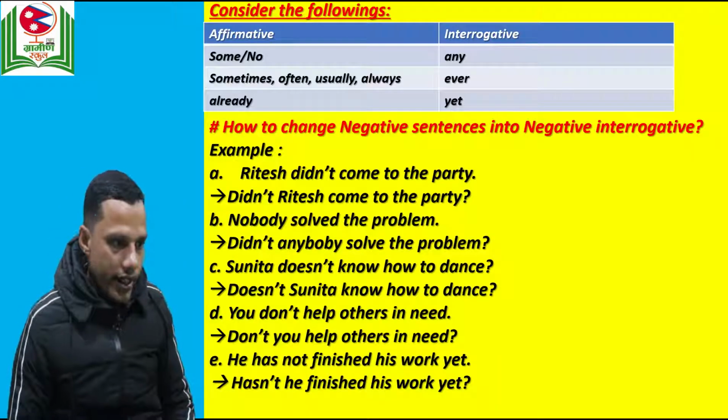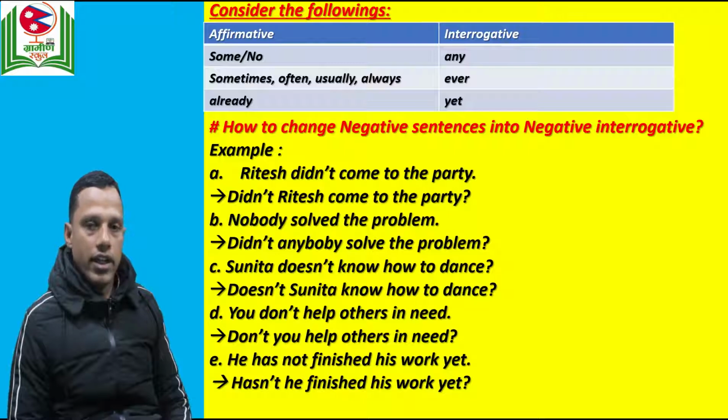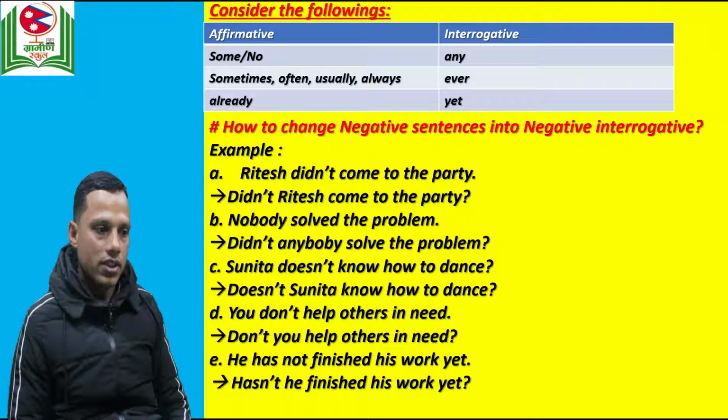Now, here is a table that provides you some ideas. When an affirmative sentence contains words like some, no, sometimes, often, usually, always, already, how do we change them into interrogative? You can simply follow this way. For example, some or no in an affirmative sentence changes into any while changing it into interrogative form.